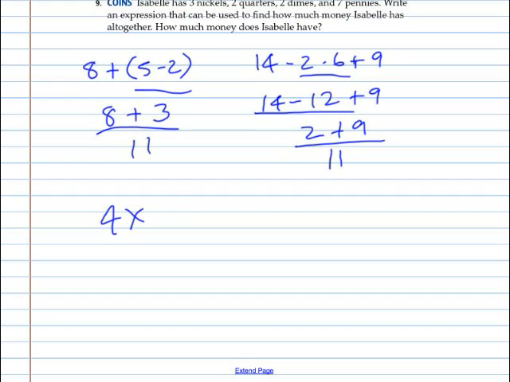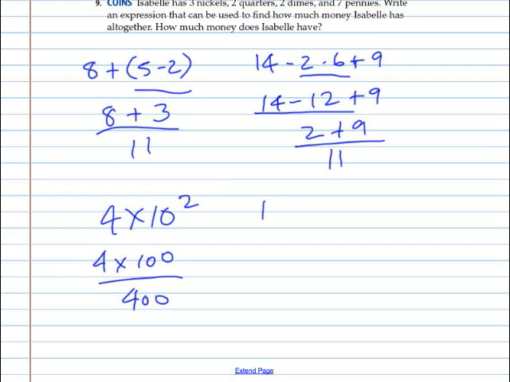Number 5 is 4 times 10 squared. Remember, any number written in exponential form with an exponent of 2 can be read as squared. 10 squared is 100. So 4 times 100 is 400.